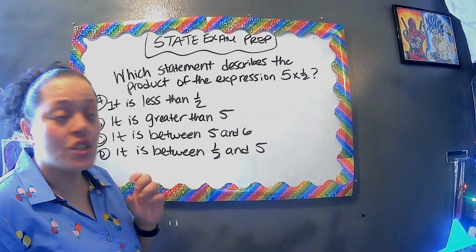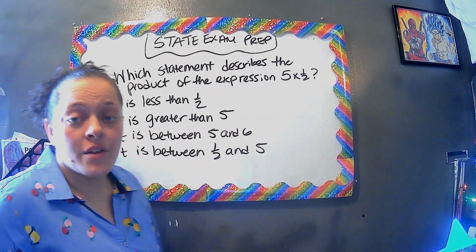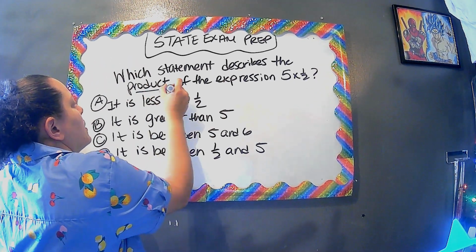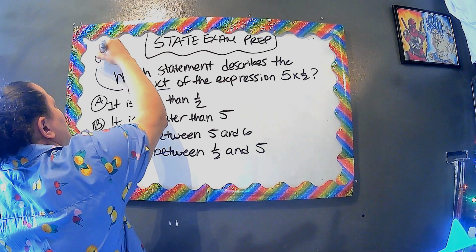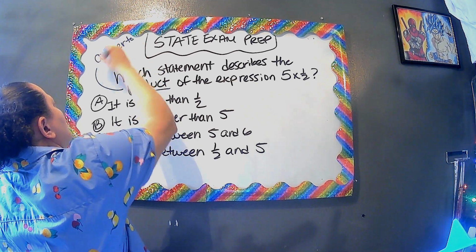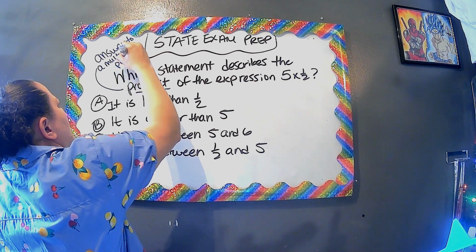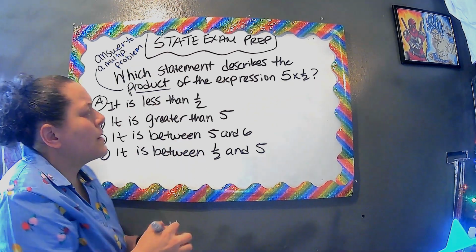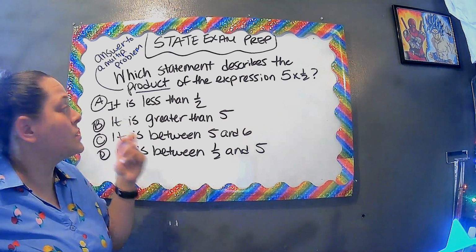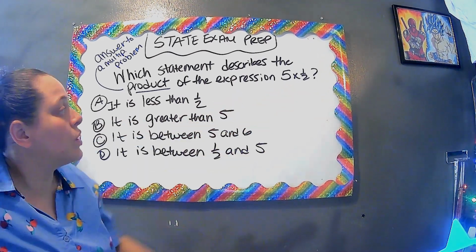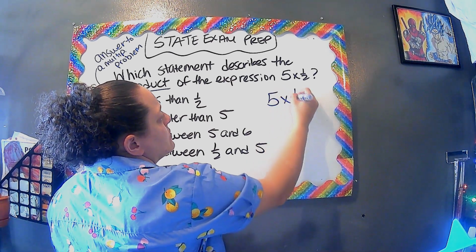Which statement describes the product of the expression? When you hear product, always remember it is the answer to a multiplication problem. I'm not going to write out the word, but you got the point, right? So the product is always important to know. Expression is just, what is the product of this one? Well, we have 5 times 1 over 2.